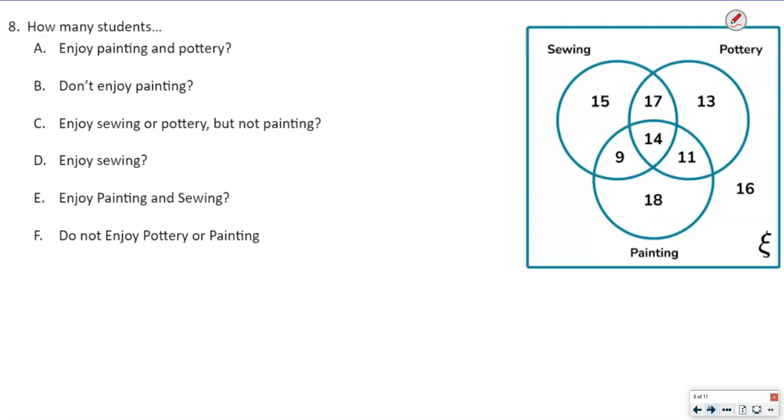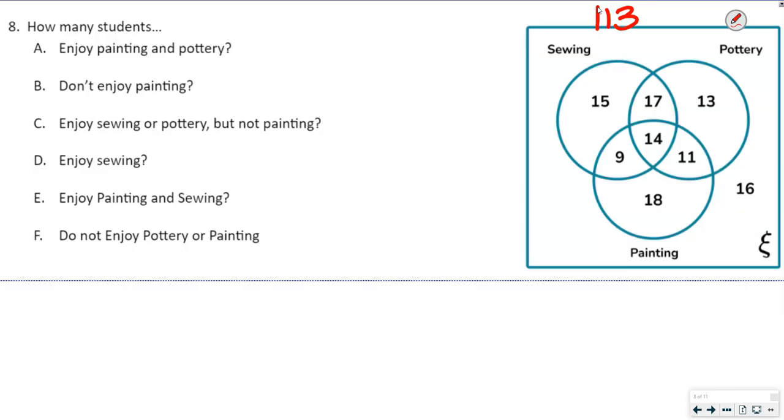All right, so our next one is another Venn diagram. It says how many students, and then it's asking us questions. The first thing we want to do is add up all the numbers that are in the drawing. When I did that, I got a total of 113. Remember, that's going to be our denominator.